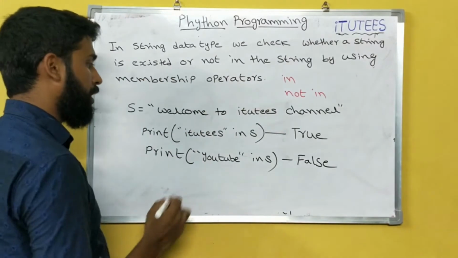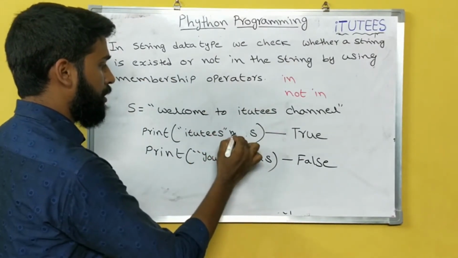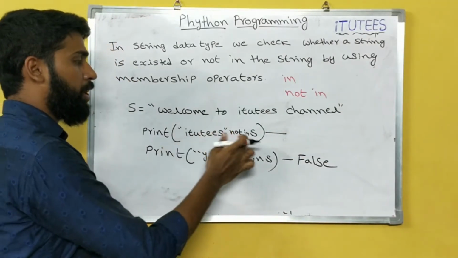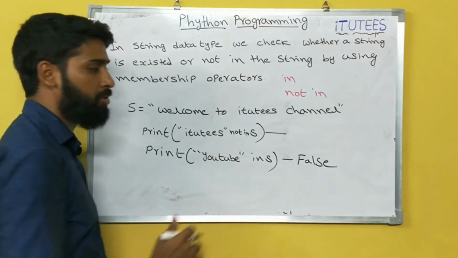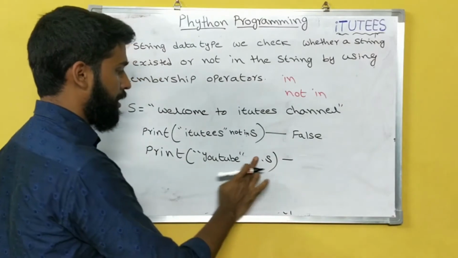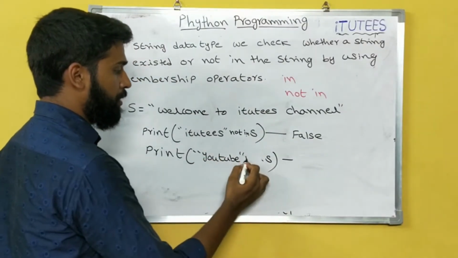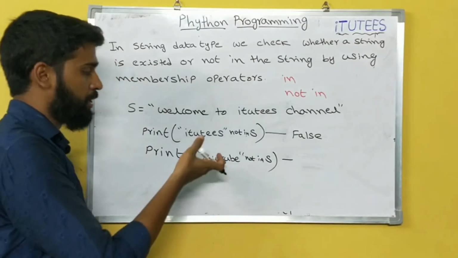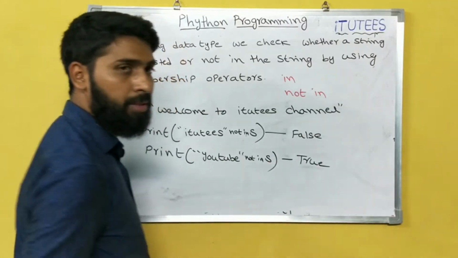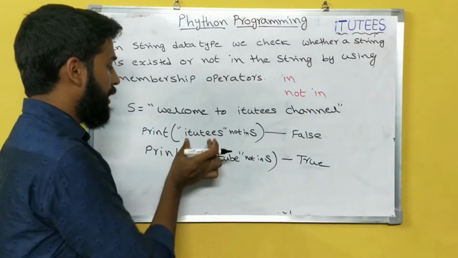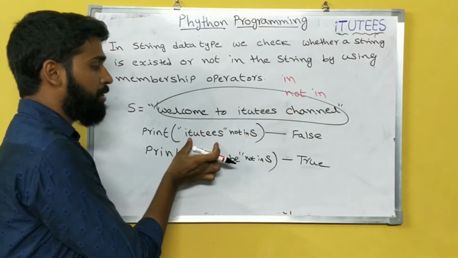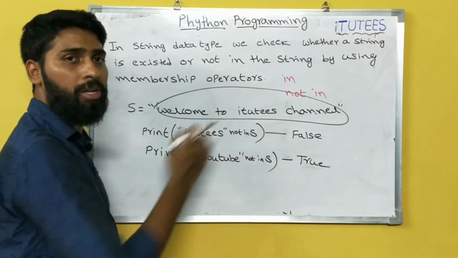In the same way, not in. In place of in, I am using not in. ITUTEES not in S, but it is in S, so it returns False. In the same way, print YouTube not in S. YouTube is not in this S, so it returns True. In this way, you can find whether a string is in the given string. This is the given string S. Now you can check ITUTEES in S or not in S.